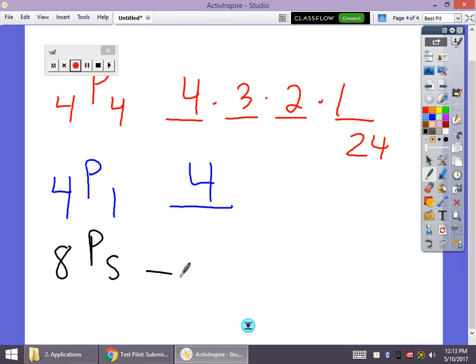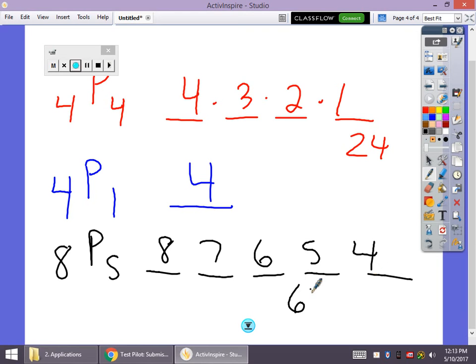8P5. 1, 2, 3, 4, 5 slots. 8, 7, 6, 5, 4. 120 times 56 is how much? What is it? 6,720? Okay. All right, moving on.